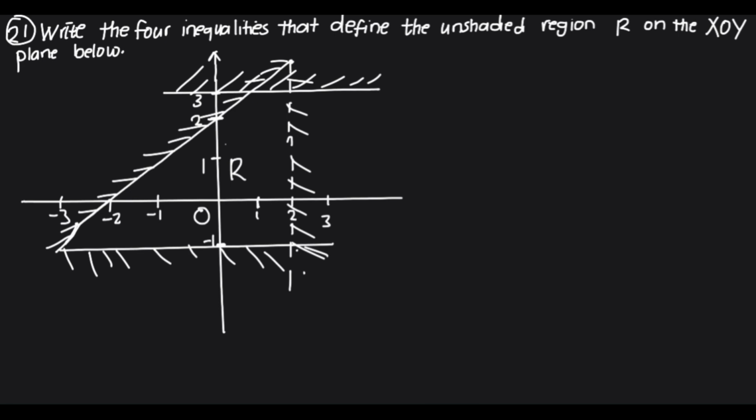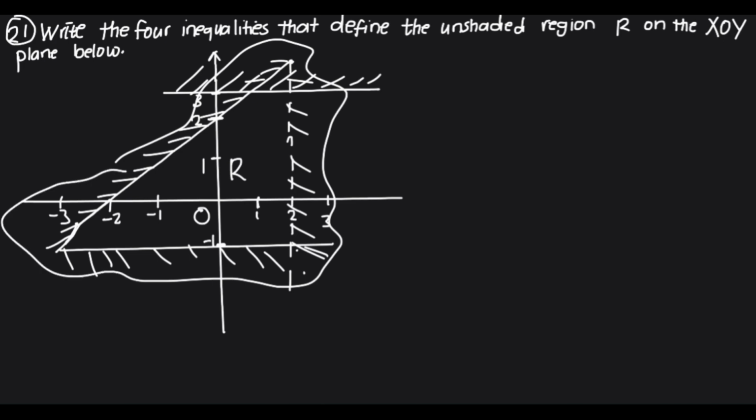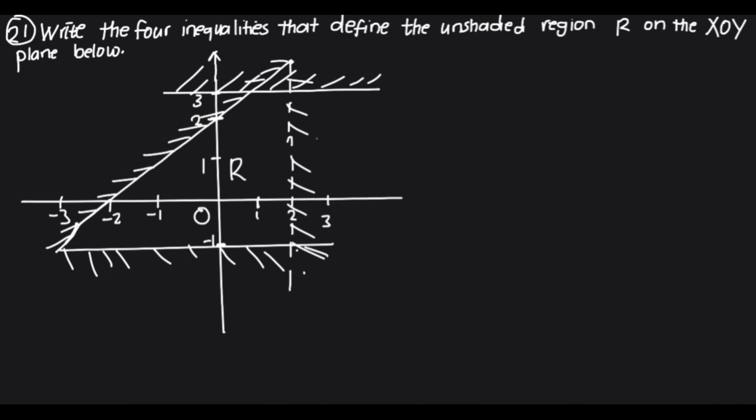So the unshaded region R is this region, which is known as the feasible region, or the region that we want. So the outside region is the unwanted since it is shaded. Now, when writing the inequalities, you can begin with any of the lines, so it's not strictly fixed. But I advise you to begin with the lines that touch only one axis. So we'll begin with this line here.